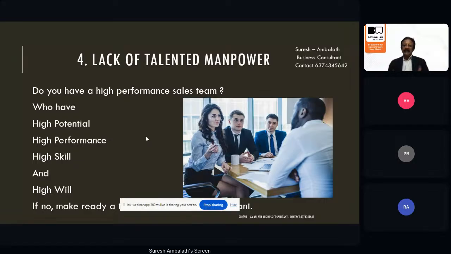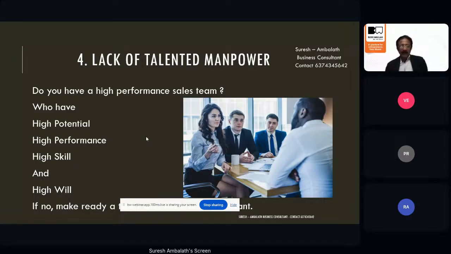Then whether they have skill. You have hired them for a lesser salary or higher salary according to their experience, whether they have the skill to work or not. That marketing skill they have; if they are in production, whether they have production skill; or if they are in logistics, whether they have the skill to negotiate with the transporters. If they are in quality, whether they are skilled to find out the qualitative issues.